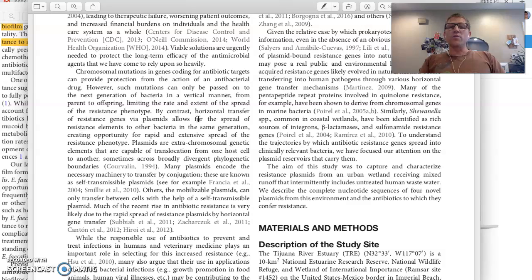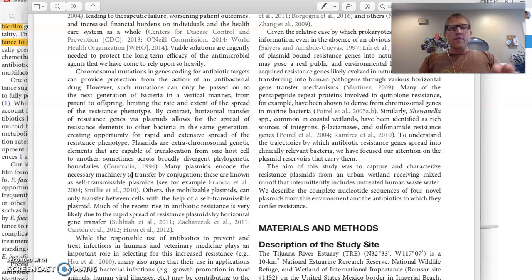By contrast, horizontal transfer of resistance genes by plasmids allows the spread to be very rapid in the same generation. Extensive spread of the resistance phenotype. So what exactly is a plasmid? Let's make sure everybody's on the same page with plasmids.